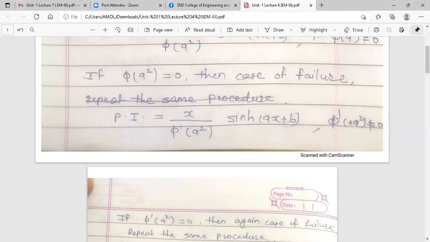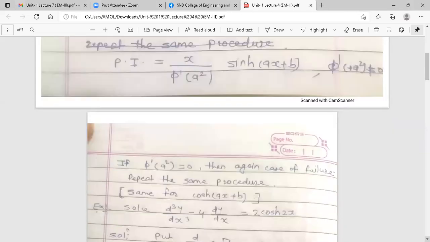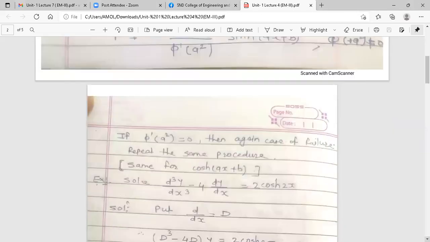If phi dash of a square is 0, then it is again the case of failure, and you repeat the same procedure to find the PI. And the same result, the same formula, is there to find the PI when there is a hyperbolic cosine function, cosh(ax + b). The same formula applies, meaning you replace D square by a square.